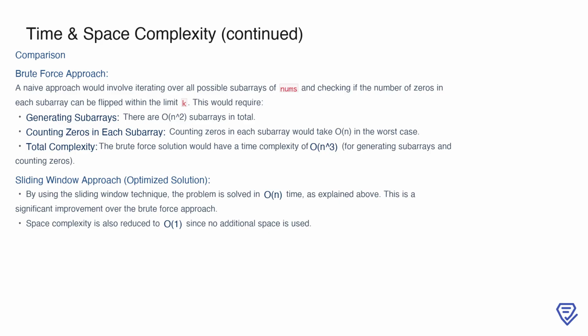In contrast, the sliding window technique optimizes the problem significantly. By maintaining a dynamic window and adjusting the pointers intelligently, the solution achieves an O(n) time complexity, as we discussed earlier, and uses only O(1) space. This improvement makes the sliding window approach both faster and more memory efficient.